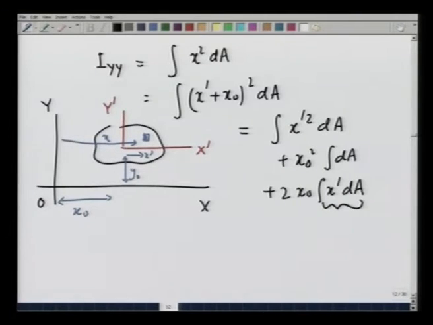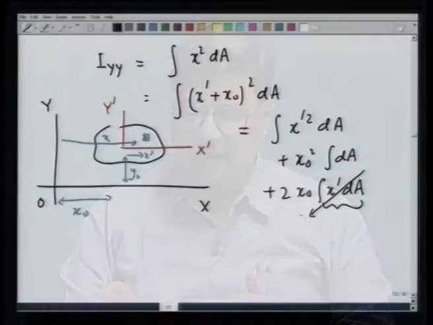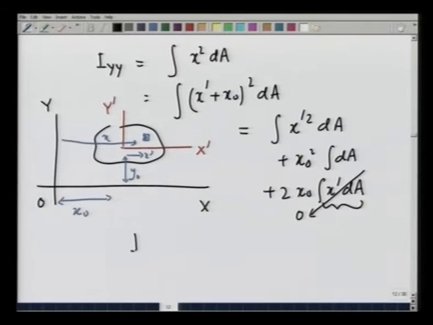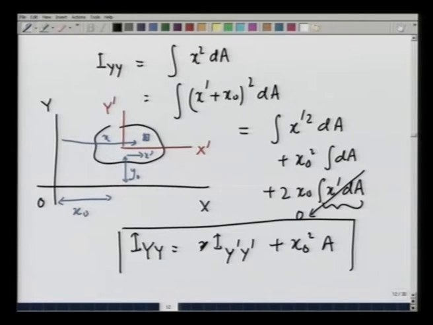This again, by the same logic as we applied earlier, is the x coordinate of the centroid in the coordinate system which has its origin at the centroid itself. So, this is 0. So, I get I y y is equal to I y prime plus x naught square a. So, it is as if the entire area is concentrated at the centroid plus whatever the second moment of area is about the axis passing through the centroid.